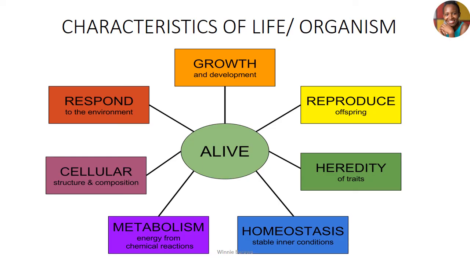The last characteristic is the response. So this is the ability to respond to stimulus in our environment. And by stimulus, we mean different factors. For instance, stress, fear, excitement. All these are different stimulus in our body or in our environment that we should be able to show a response to. So with characteristics of organism, we have agreed we need to display growth, reproduction, heredity, homeostasis, metabolism, cellular characteristics, and finally, response.